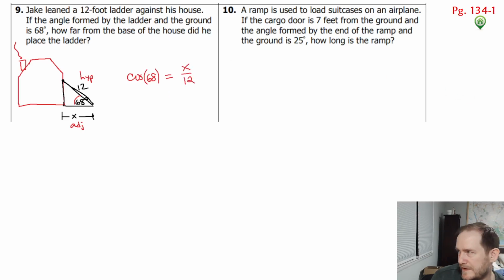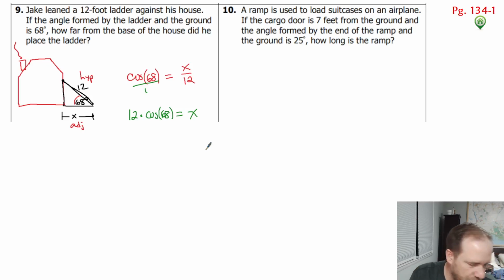So if you've really been paying attention to all these practice problems, you know that at this point, we're really just multiplying by 12. And we can see that 12 times the cosine of 68 is going to give us our answer. That's going to be our x, or our distance. So 12 times the cosine of 68, that's coming out to 4.495.